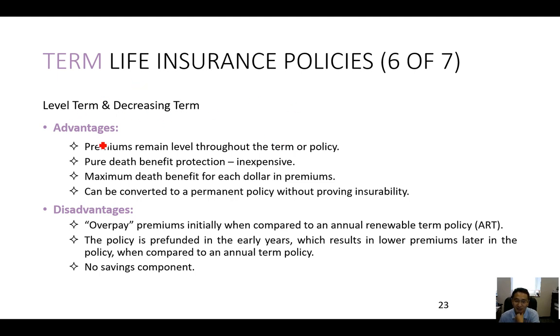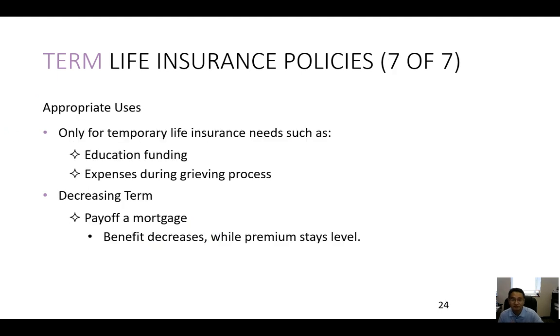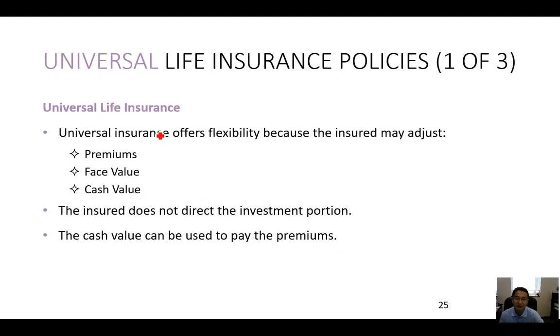Level term, decreasing term, advantage: premium remains level throughout the term. Death benefit protection. So this is very good. I will try to get it into the question. Maximum death benefit for each dollar, can be converted to a permanent policy without providing insurability. You overpay premium earlier so that you can have less later, right? The policy is pre-funded in early years, no savings component. So for temporary life insurance needs, such as education funding, expenses during a grieving process, decreasing term, paying off the mortgage, benefit decreases, premium stays level.